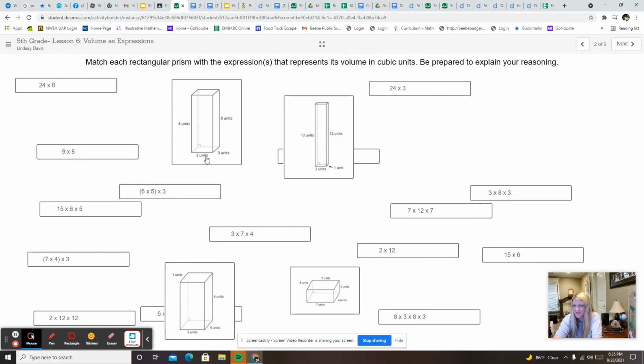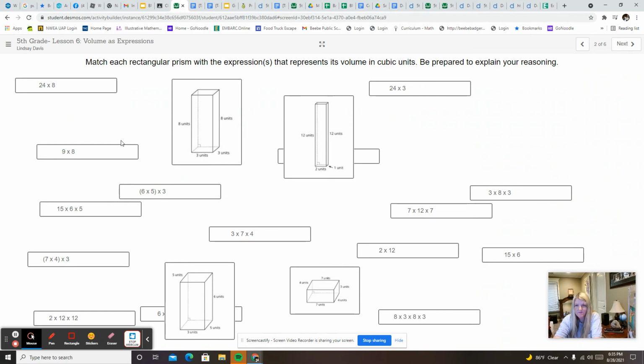Some of these also have some extra units on there. If they have the extra units, remember all you need is the length, the width, and the height. This one has 3 units, and this is a square base, so it's also going to be 3 units here. But then we've got the 8 units for the height, and they've also marked 8 units here for the height. So we don't have to use the 8 twice. You only multiply the length, the width, and the height once. So 3 times 3, and then times 8.